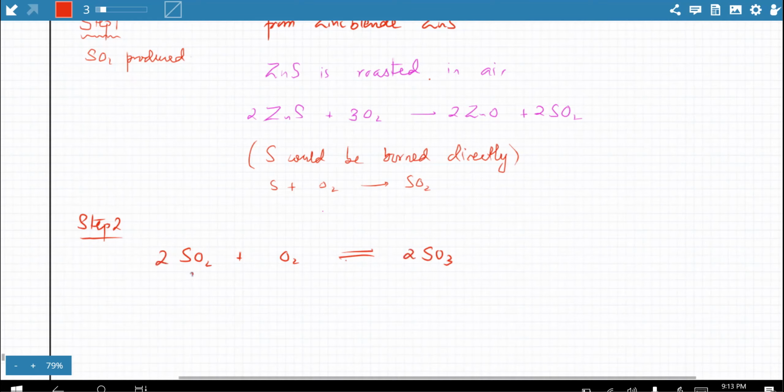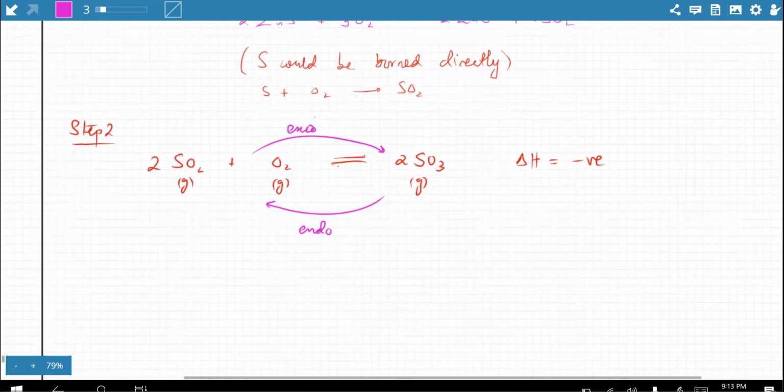All of them are gases, and this reaction is exothermic. Anyways, you need to make SO3. The forward reaction is exothermic, which means it gives out energy. So if the reaction goes in the forward direction, energy is released. That is exo. And if this reaction happens in the backward direction, energy would be taken in, so that part would be endo.